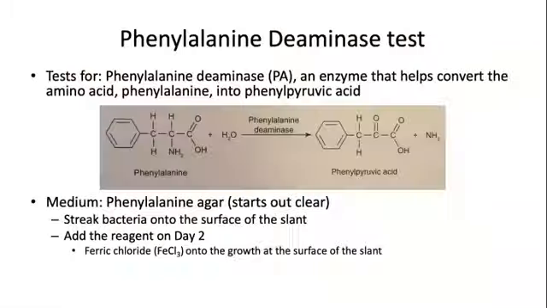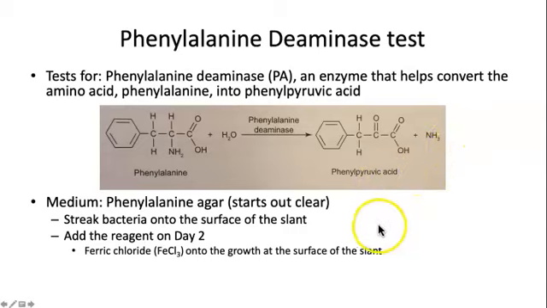So the next group of tests we're looking at is the phenylalanine deaminase test. This is also testing for the breakdown of an amino acid. In this case, it's the amino acid phenylalanine. And phenylalanine gets broken down by an enzyme called phenylalanine deaminase into a product called phenylpyruvic acid and ammonia.